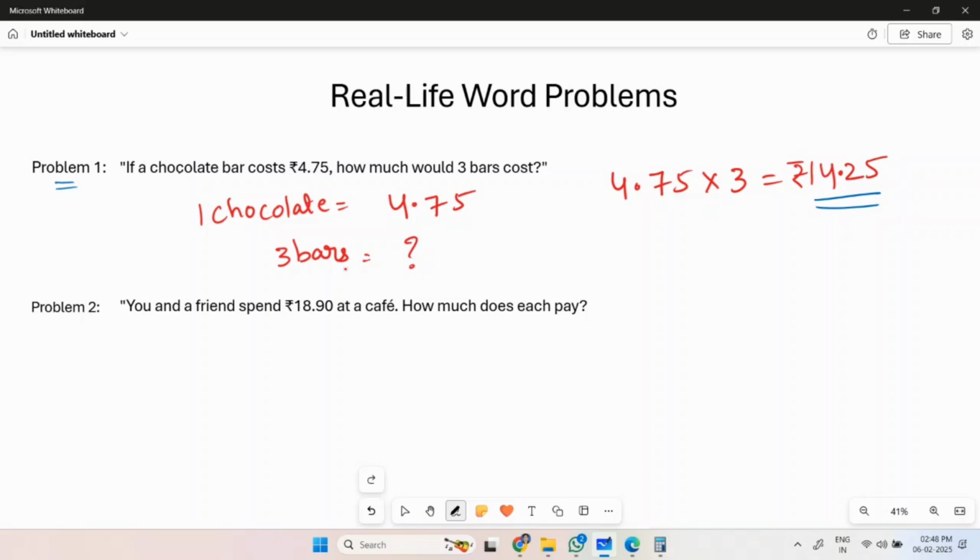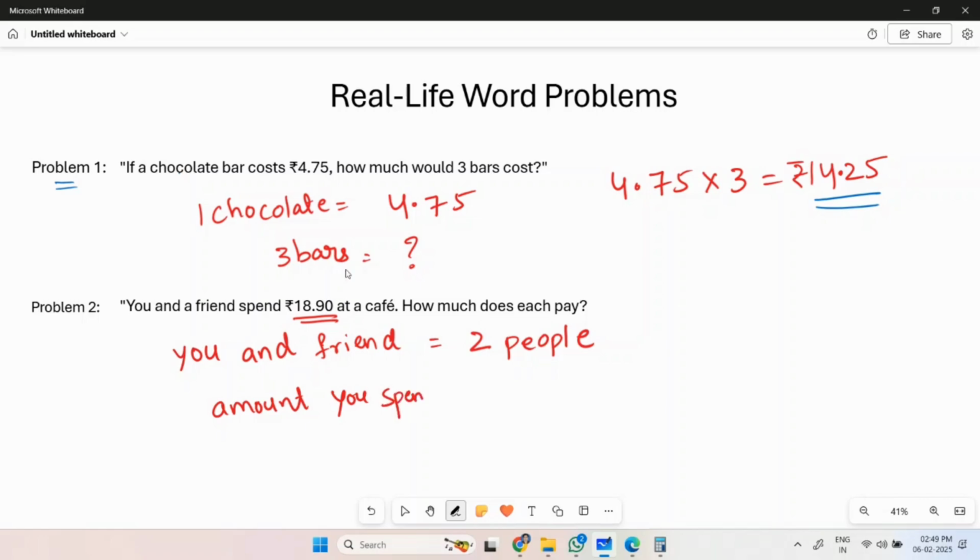You and your friend spend 18 rupees 90 paise at a cafe. How much does each pay? Let's see the given information in the question. There are 2 people, you and your friend. Number of persons are 2. And how much money spent together? Which is 18 rupees 90 paise. So let's write amount spent by both of the friends, which is 18 rupees 90 paise. Now we have to find out how much each friend pay.